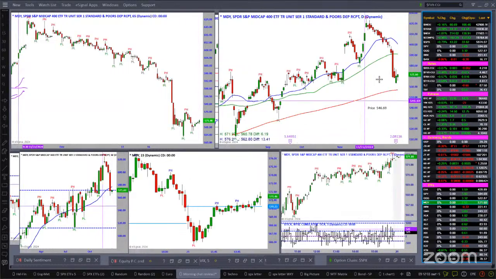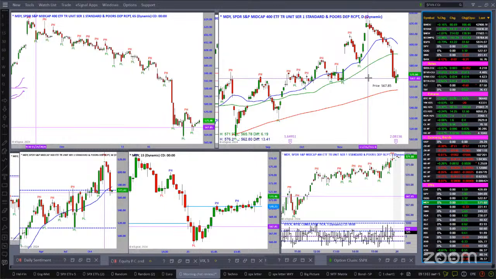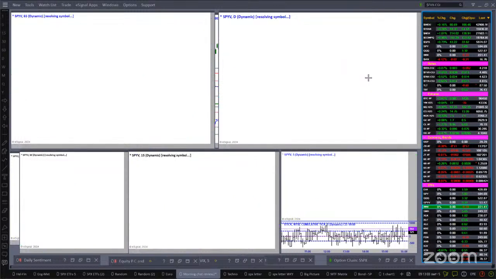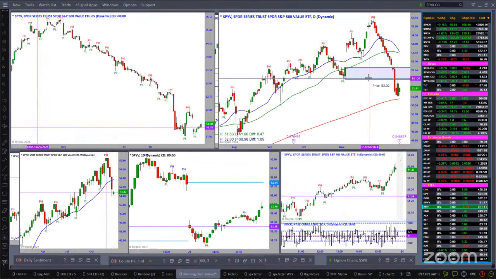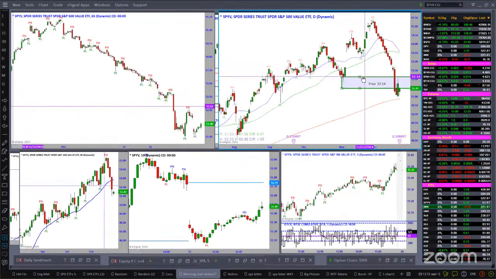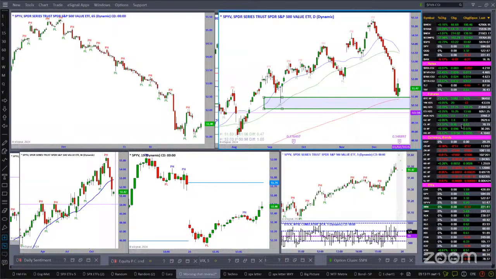Mid caps got destroyed. Value got killed. So there was a lot of damage done, and things need to settle down, and probably, Christmas time, New Year's time, things tend to behave and go up a bit.